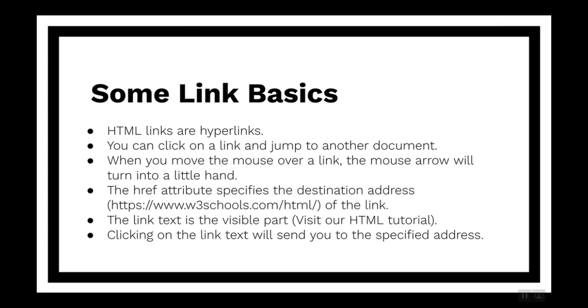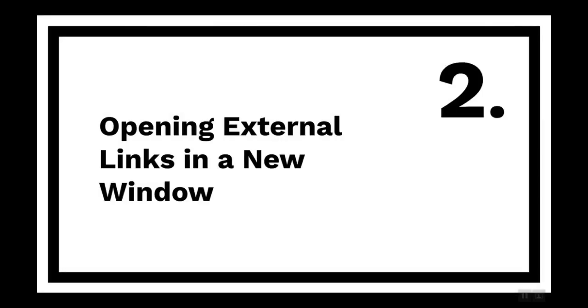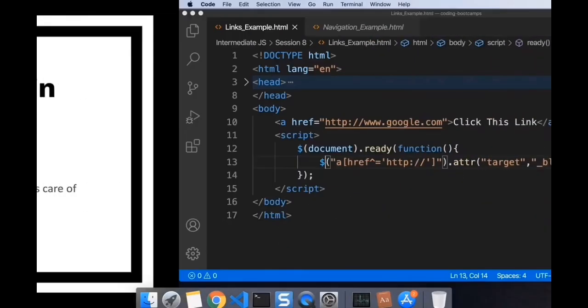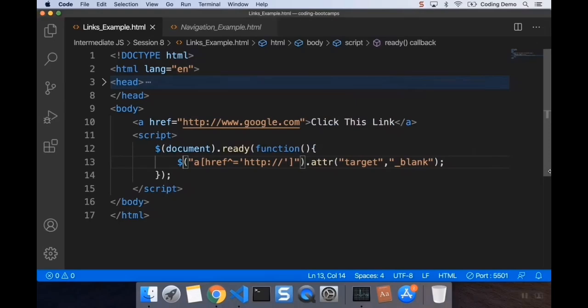Okay. Moving on. So, opening external links in a new window. You can do this directly with HTML. However, let's say we want to add attributes to newly created anchor elements. Let's say we created some anchor elements on the fly, dynamically, and we want all of their links to open in a new tab. So how will we do this? Let's look at a demo code real quick.